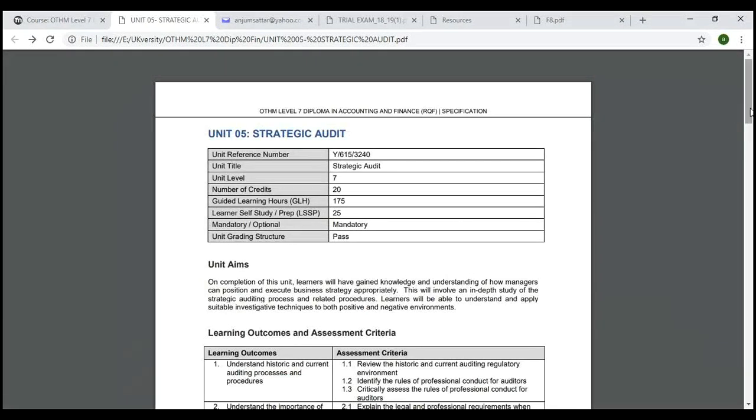How we can do audit and what the role of audit is in the business world as well as the financial world. So we'll go through that.